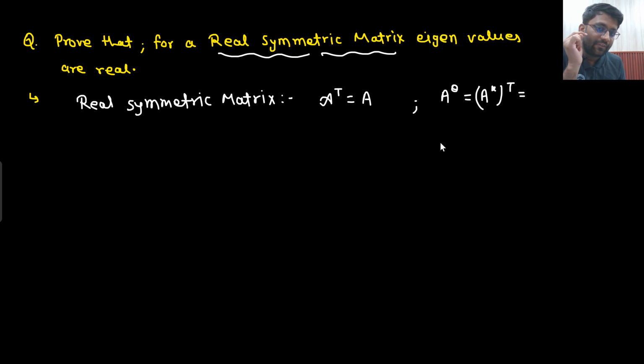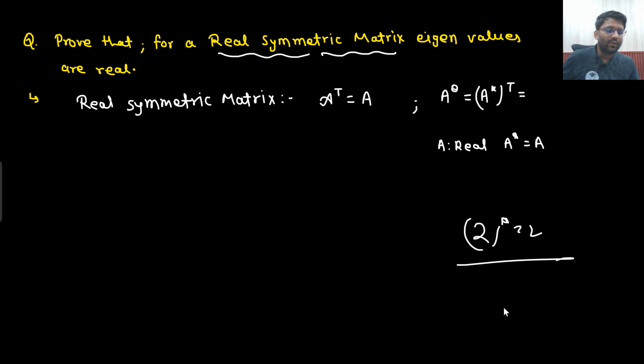Now if A is real, then there will not be any impact of conjugate, right? Because all the elements are real, no? So for a real element, what is the conjugate of 2? That will be 2 only. What is the conjugate of 3? That will be 3 only. What is the conjugate of -3? That will also be -3. So no impact.